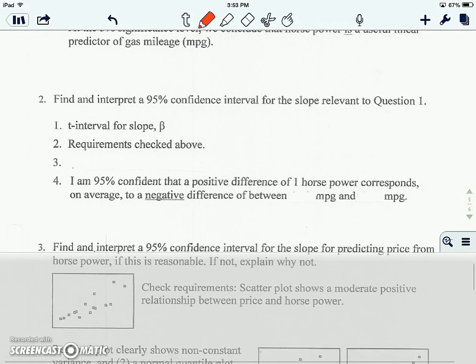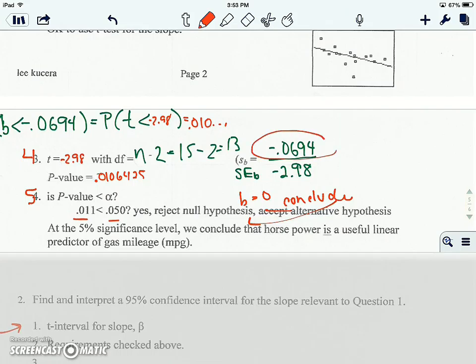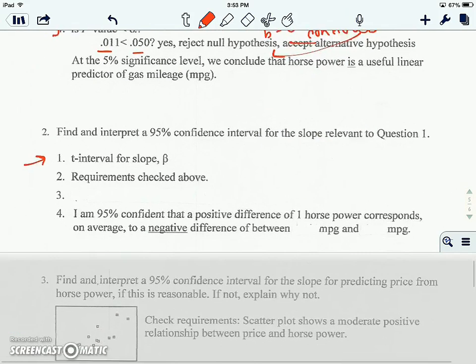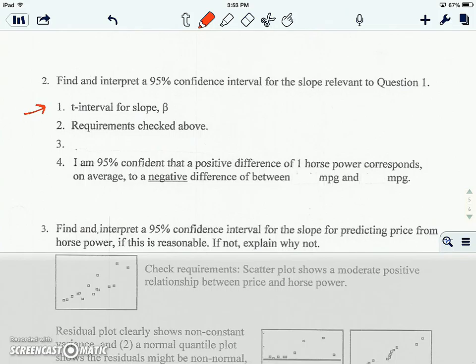And now for the confidence interval, we have our 4 steps. Okay, we're going to estimate the slope. And at first glance, it appears that the slope is not 0 because our prediction was negative 0.0694. The first step is claiming that they're going to do a t-interval. We already checked the requirements. Now we need the confidence interval. And we're going to use the calculator.